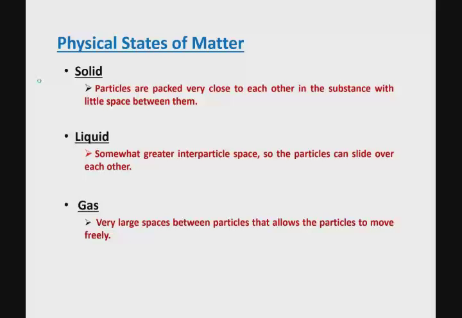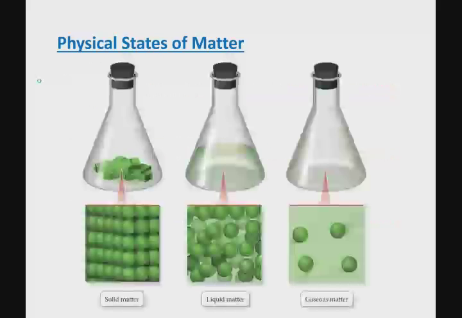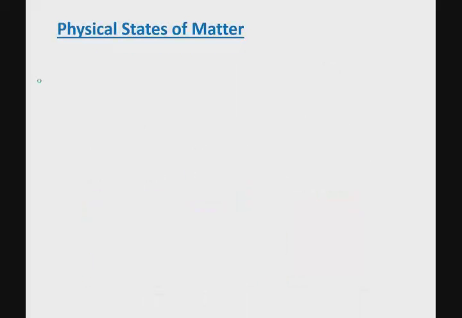So the differences in the properties between solids, liquids, and gases that we observe arise from this one basic difference between the three physical states of matter, and that is the interparticle distance. Solids do not have a lot of space between particles. Liquids have slightly more space than solids do, but gases have huge amounts of empty space between particles.